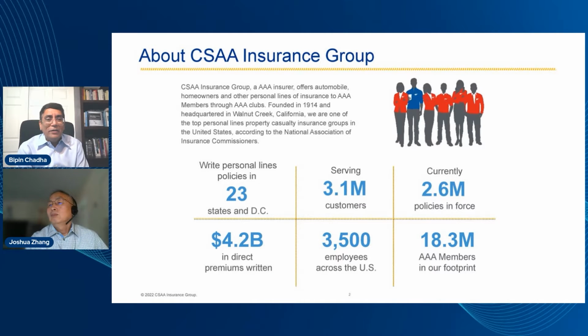So real quick about CSAA, I won't dive into a lot of details, but just wanted to mention the kind of business we are in. We are predominantly a personal lines insurer offering homeowners, auto, umbrella-like policies, that I'm sure many of you are familiar with. We also offer some commercial lines, but that's a new business we are growing. We have roughly 2.6 million policies in force. We are in 23 states and DC. Over $4 billion in direct premiums written. So that gives you a little bit of a snapshot of the kind of business we have.